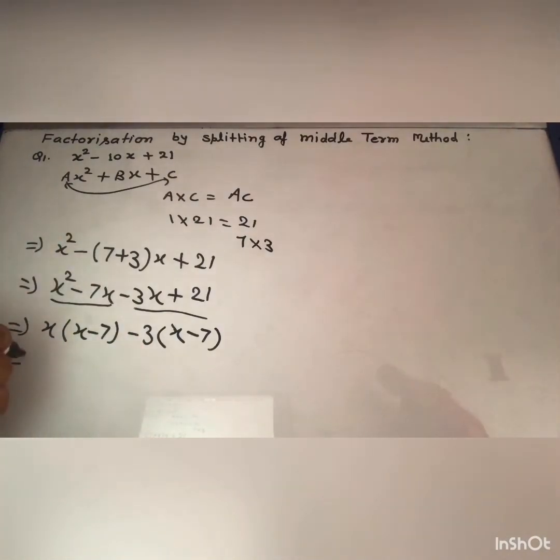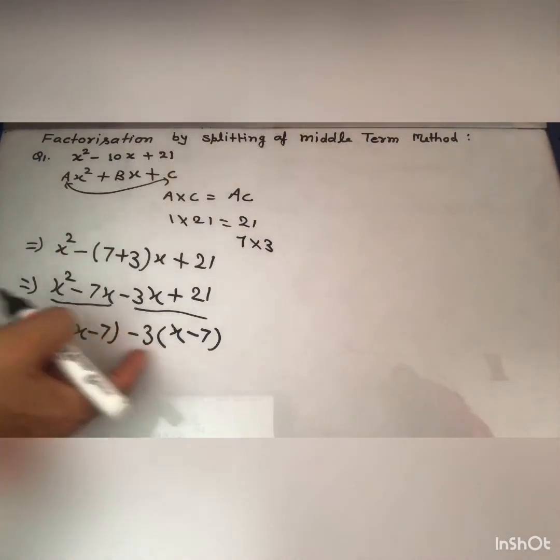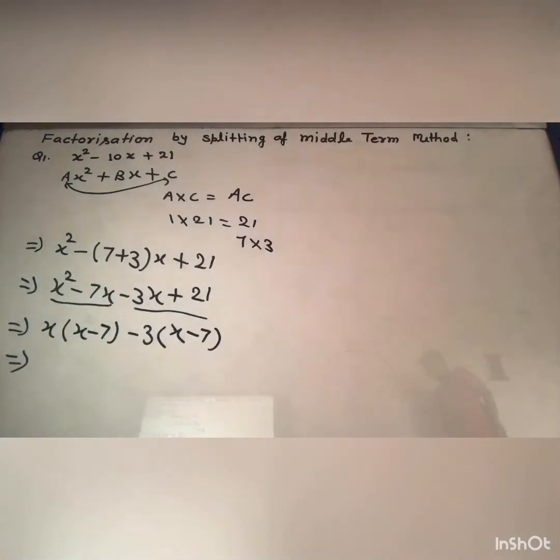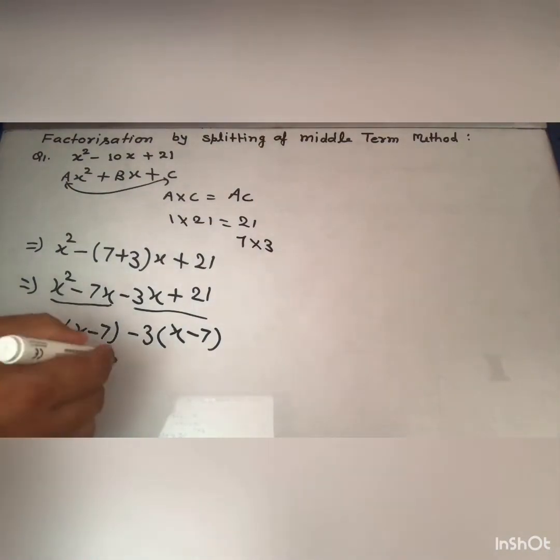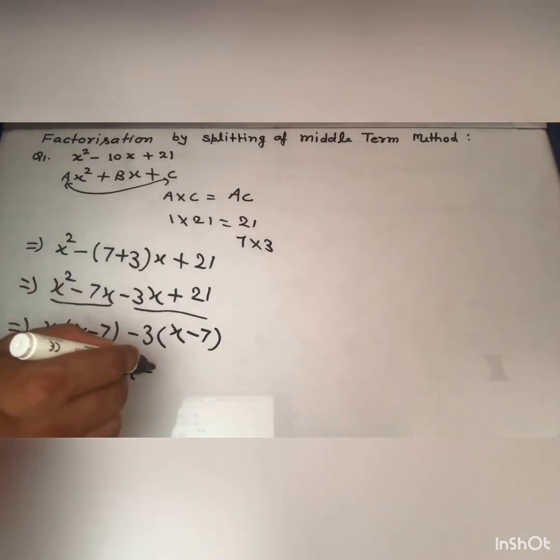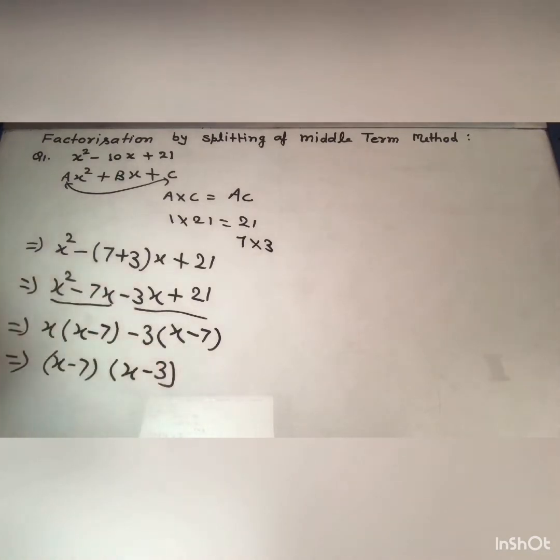In the next step you will once again take x minus 7 as common. So you will get x minus 7, and the remaining thing in the first term is only x, and in the second term it is minus 3. So dear, this is the factor of the given expression x square minus 10x plus 21.